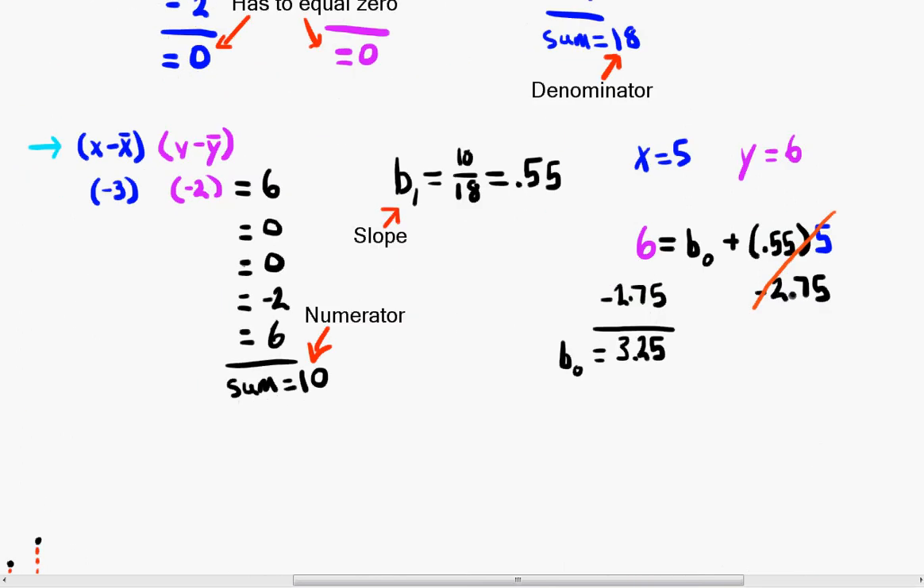Okay, so what we're going to end up with is y hat is equal to 3.25 plus, because it's a positive relationship, 0.55 times x, which is how much time the student is putting into their studies. So let's see here. Study time.